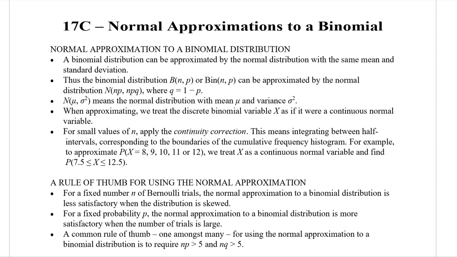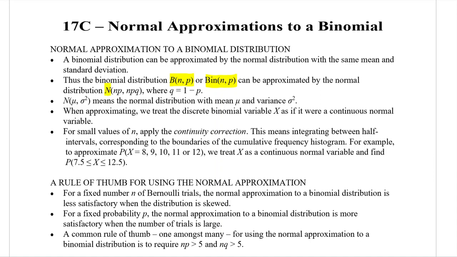Okay, today is the normal approximation to a binomial. A binomial distribution can be approximated by a normal distribution with the same mean and the same standard deviation. Thus, a binomial distribution, which we shorten to binomial n comma p, can be approximated by the normal distribution.